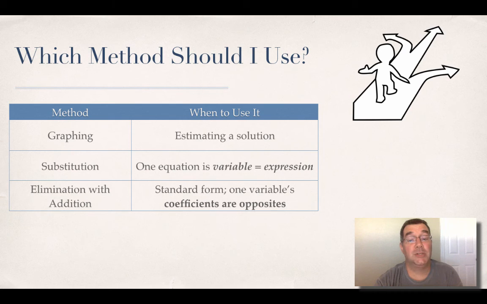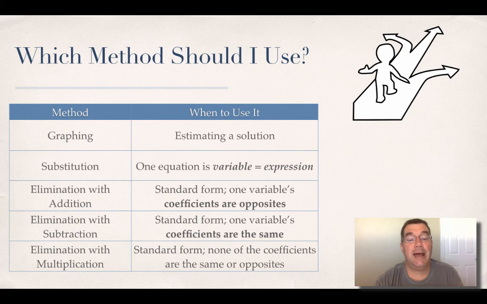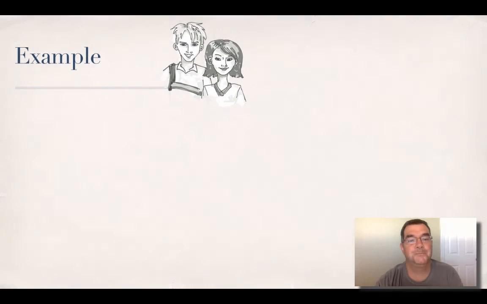And then for elimination with addition, you're going to use that when the equations are in standard form and one of the variables' coefficients are opposite. So you've got like a 2x and a negative 2x. With subtraction, again, standard form, but one of the variables' coefficients are the same. So you've got a 2x and a 2x, for example, in the equations. And then with multiplication, you don't have any coefficients that are the same or opposite, so you need to multiply first before you add or subtract.